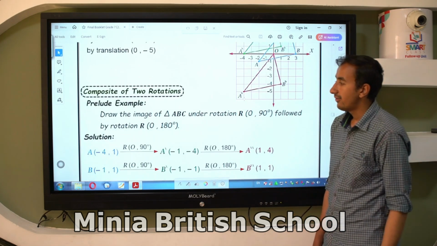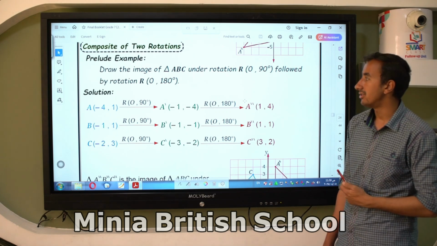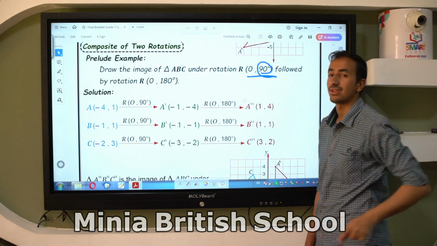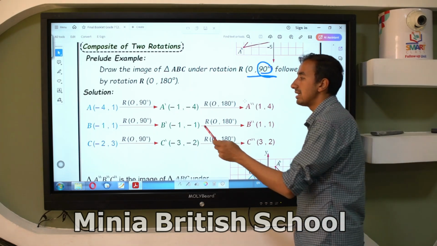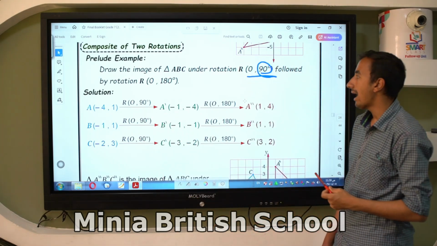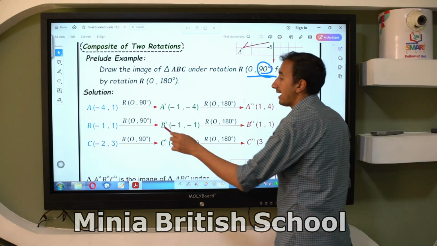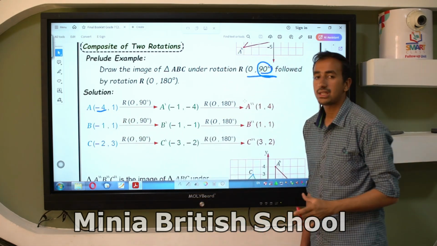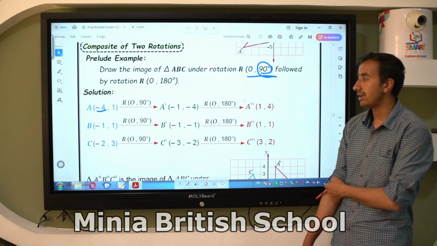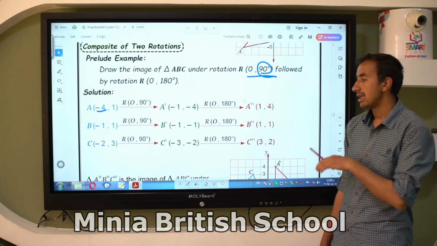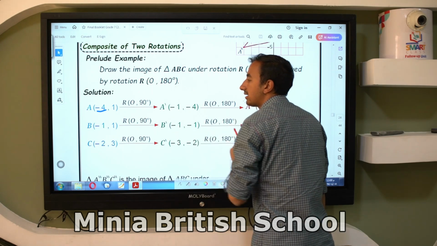Yes. Here we have composite of the rotation. Draw the image of A, B, C under the rotation (O, 90). 90 here is positive, so I move counterclockwise by rotation of A, B, C around the point O. The rule: (x, y) becomes (negative y, x). So X, Y, I can rotate to negative Y and X.